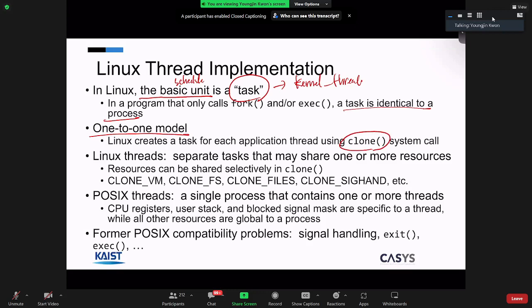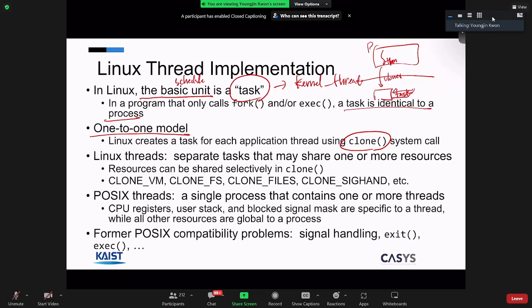So let's say a process creates a thread, a logical thread, then it goes into the clone system call in the kernel. Tasks are created in Linux, and each task is linked into a linked list. So a thread corresponds to a task, a thread corresponds to a task.